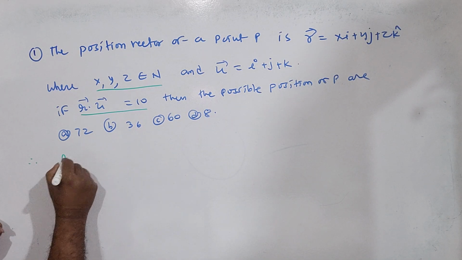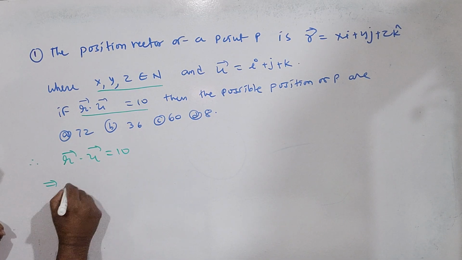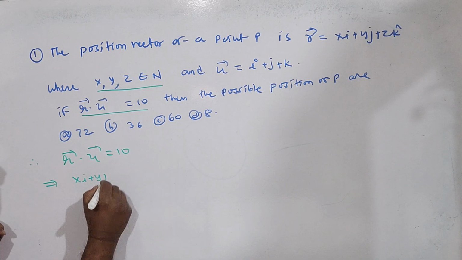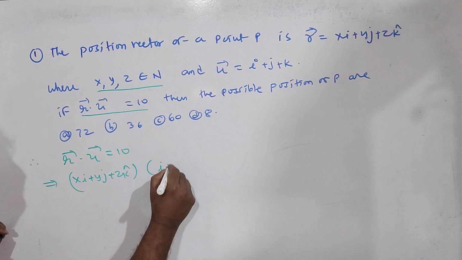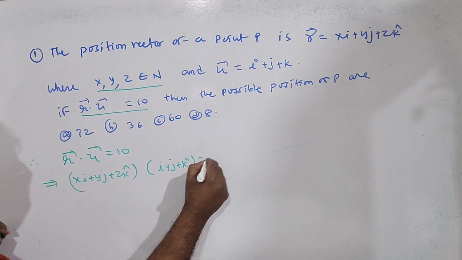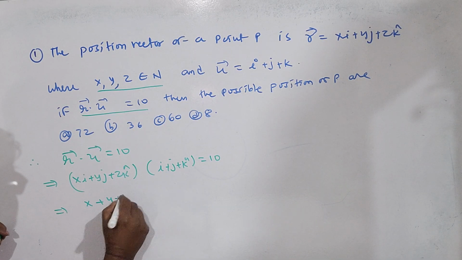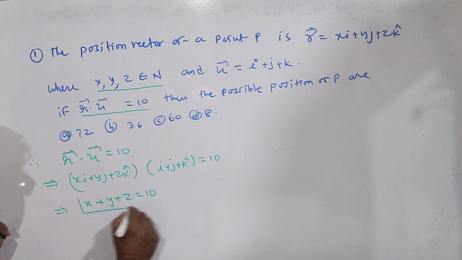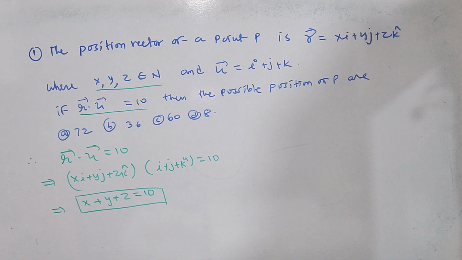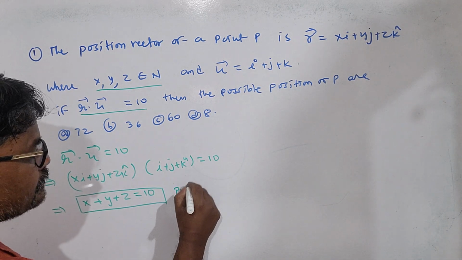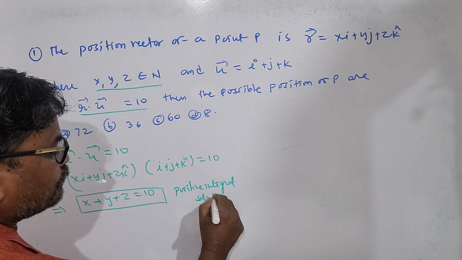So let's solve it. This is r dot u, that is equal to 10. So this gives xi plus yj plus zk dot u, which is i plus j plus k, and that is equal to 10. So we are having the equation now: x plus y plus z equal to 10. So this is your equation, and you have to find out the positive integral solution.